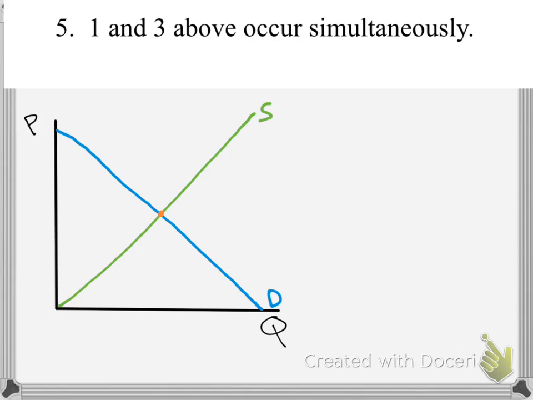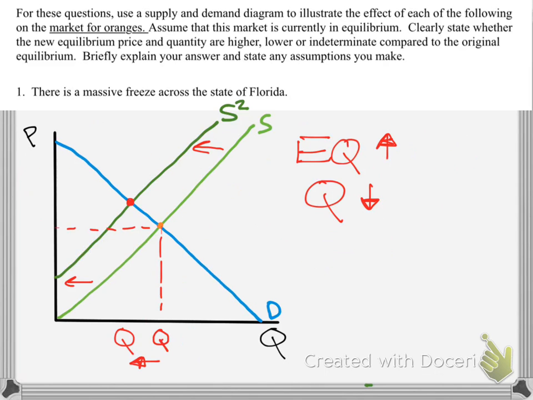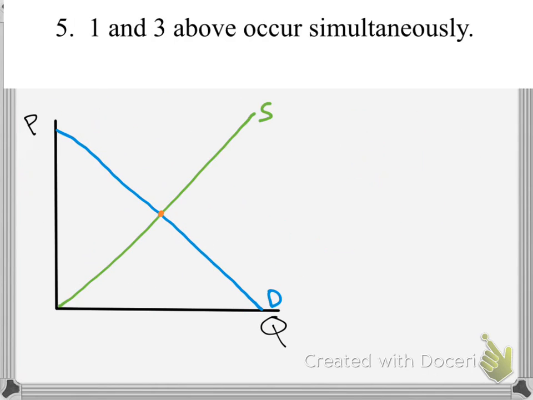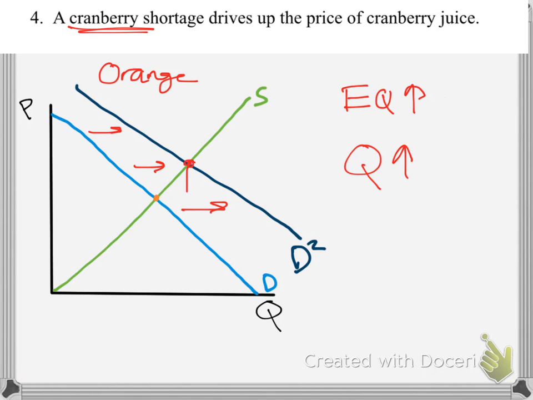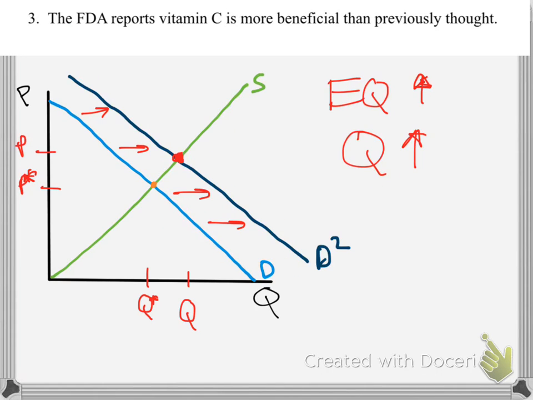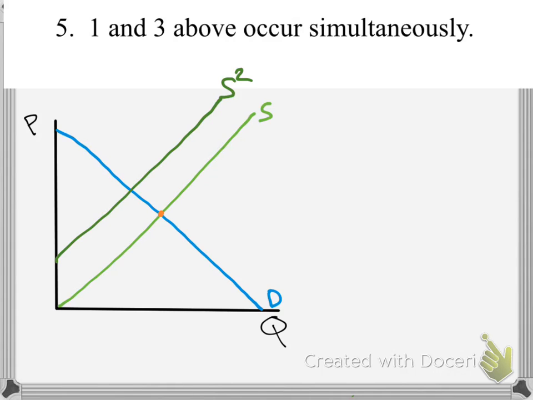Okay, so 1 and 3 both occur simultaneously. Well, what was 1? 1 was massive freeze caused a leftward shift in supply, so let's do that first. So there was a leftward shift in demand, or supply, excuse me. So our supply moved this way, so S2. And what was the other one, 3? FDA says more vitamin C, so rightward shift in demand. So we have a rightward shift in demand.